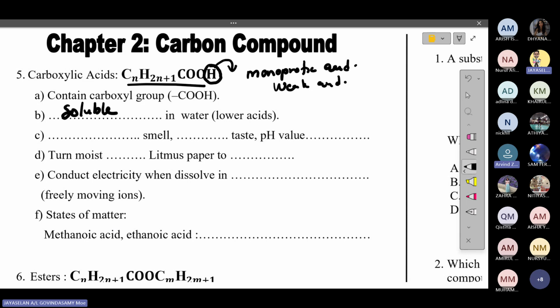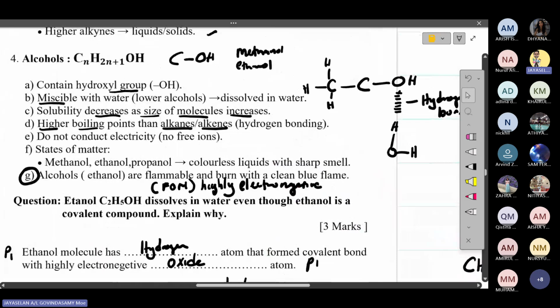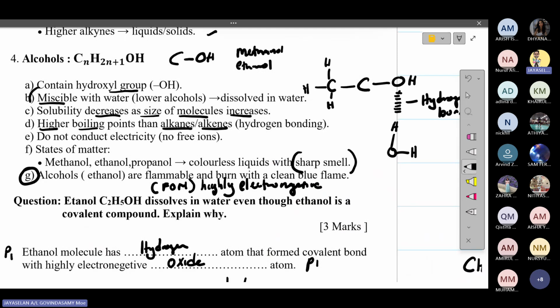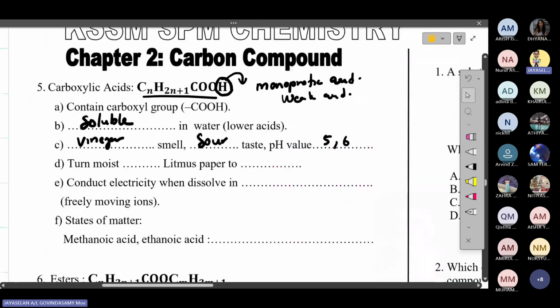Next one. The smell, I'm not sure, but the taste is sour and the pH value is 5 or 6. For taste, you put vinegar. Most of them have a vinegar smell. Please remember this. Alcohol, you must remember, has a sharp smell and is miscible. Carboxylic acid has a vinegar smell.